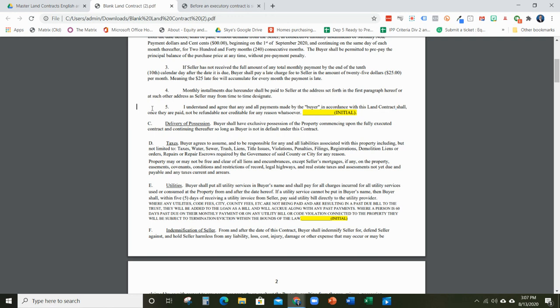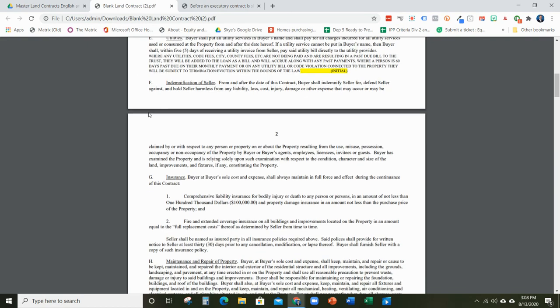The third initial is found in clause E. This goes over the fact that you need to keep your utilities bill and any city or county fees paid up to date. Please initial if you are in agreement. The next set of initials are found on page 3.